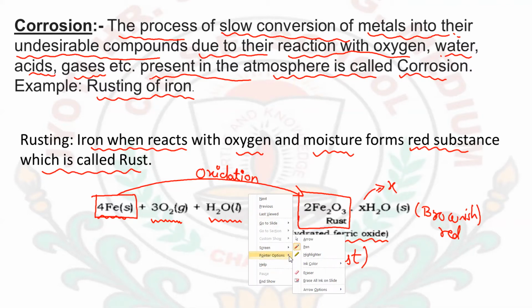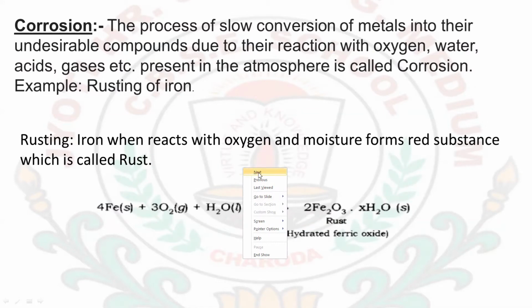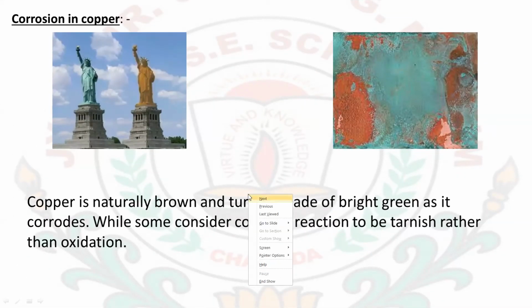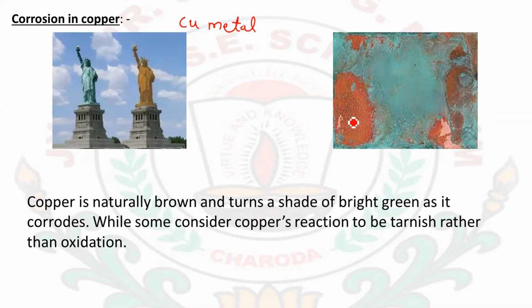Okay, let's move on and see some more corrosions of other metals. For other metals, the most common corrosion you can see is the corrosion of copper metal. In your homes, you have generally seen plates of copper or some other copper items being used. After some days, you can see a greenish layer formed on the copper. So what is this? This is nothing other than corrosion of copper.